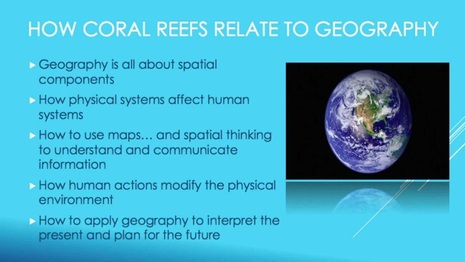Lastly, how to apply geography to interpret the present and plan for the future. This one's all about how we have to learn from our mistakes with what we're doing with emitting large amounts of carbon dioxide and hurting the reefs in that regard. So we should plan on how to reduce those emissions so that we don't make the same mistakes in the future.